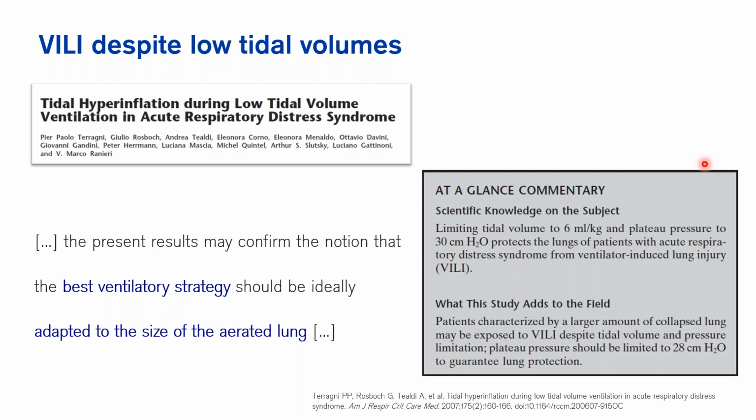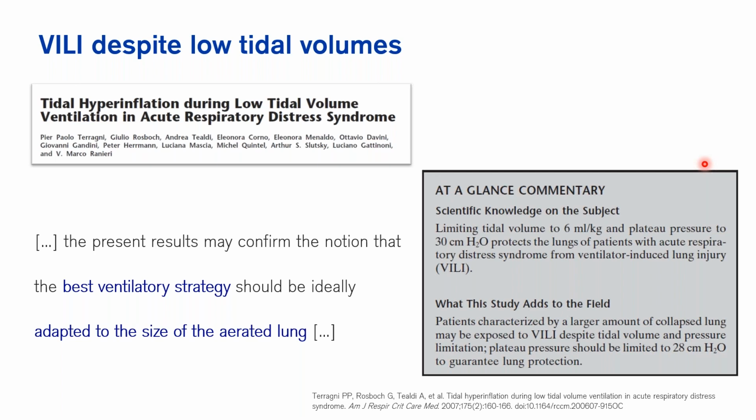And basically, the conversation started that the best ventilatory strategy should ideally be adapted to the size of the aerated lung. And that's when this notion of baby lung came into play. So we have areas of the lung that are collapsed, and areas that are potentially overdistended. So we have a significantly smaller area of the lung participating in normal ventilation.